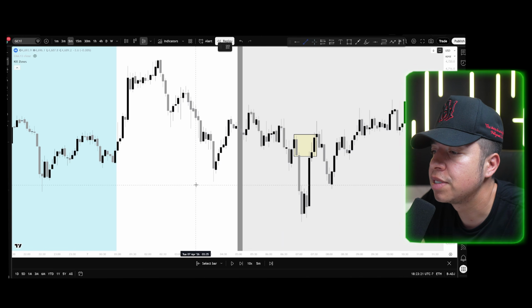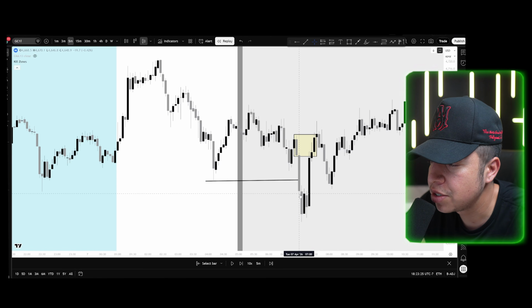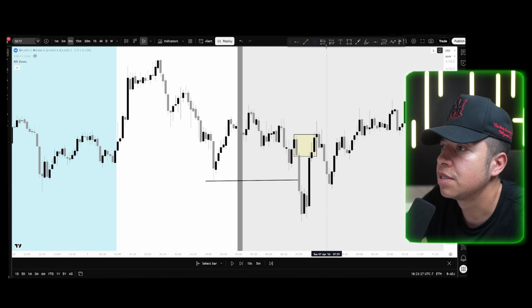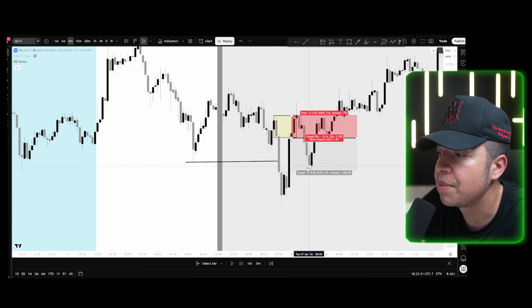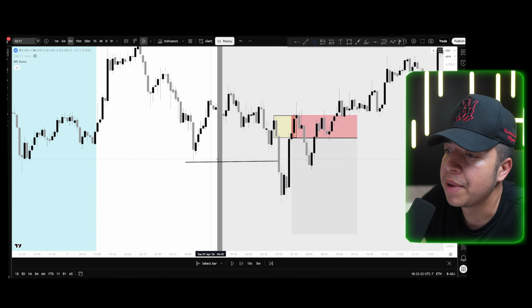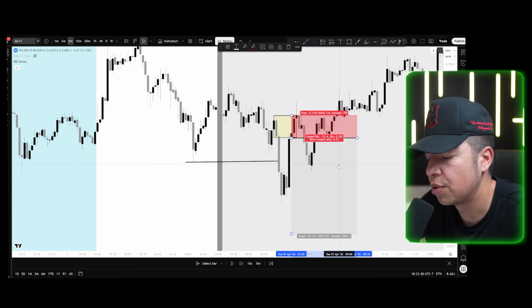So many people took this. Why? Because everyone teaches take the major breaker structure, and enter when it comes back. Everyone teaches that, right? That's just the way they teach it. And you wonder why people are unprofitable. Major breaker structure, right? What happens? You get stopped out.